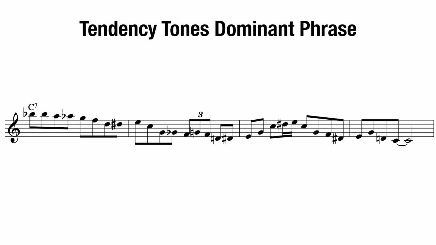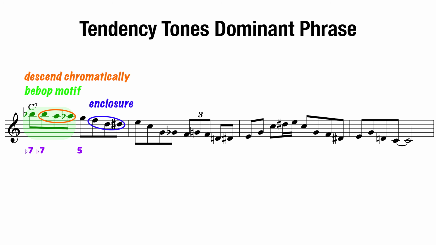So our next phrase is going to be over a static C7 chord. We're going to start with this common bebop motif that's going to sound like this. So we play the flat 7th of C7 twice, then move down chromatically till we get to the 5th. Then we have an enclosure that's going to lead us into the 3rd.